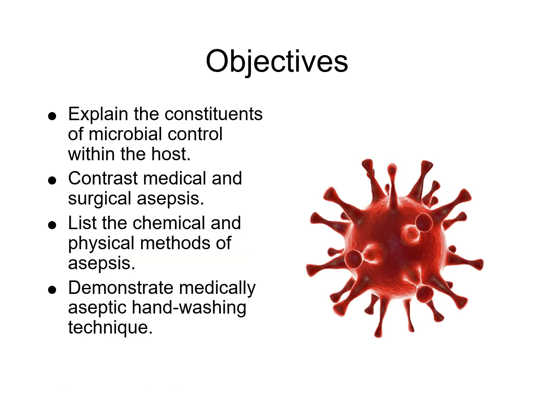We're going to talk about the microbial control within the host, that is the immune system response. We're going to talk about policies and procedures and methods for medical and surgical asepsis, which is basically two different levels of cleanliness, and we'll talk about chemical and physical methods, disinfectant agents, hot steam, autoclaves, those type of things, but also the personal protective equipment. And I am going to show you how to wash your hands correctly.